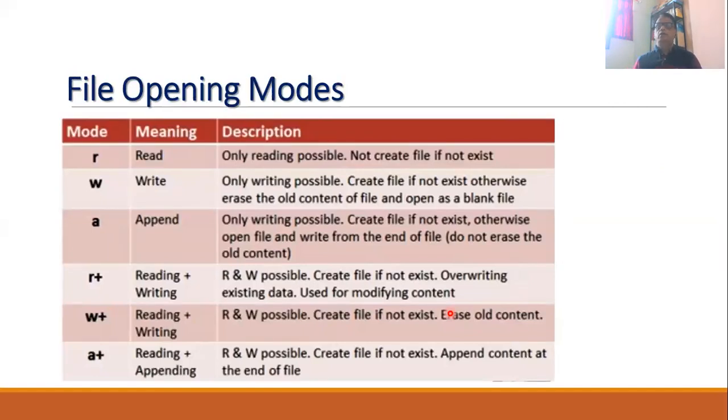You will find that there are different file opening modes. For example, when you want to create a new file, it is always better to use the mode w. But apart from w, there are different modes available in the C programming language. For example, when you use the mode r, it is a read mode, and only reading of the file is possible. In this mode, the file is not created if it is not in existence. So this mode is to be used only when the file is already in existence.